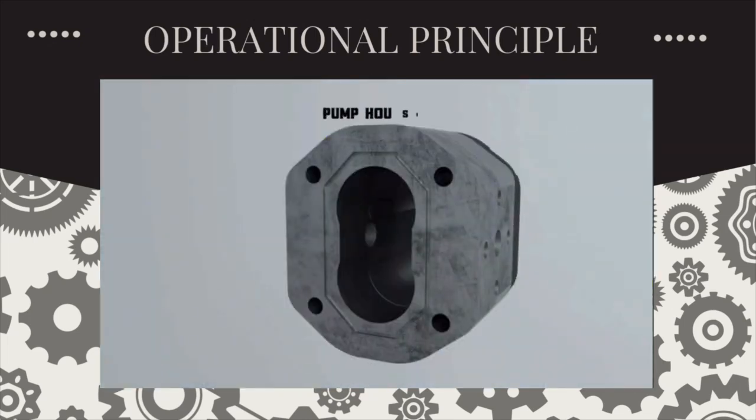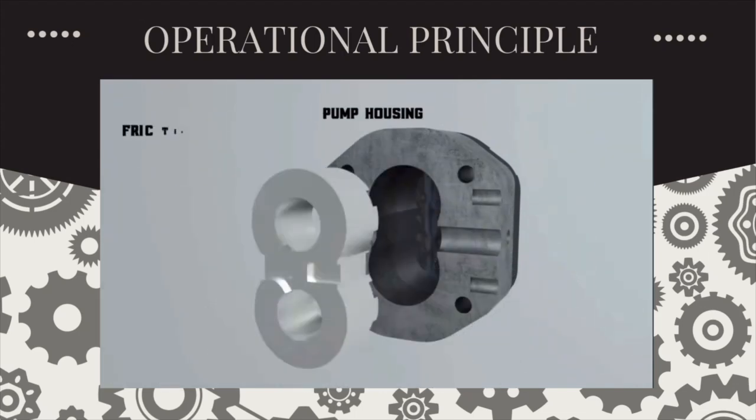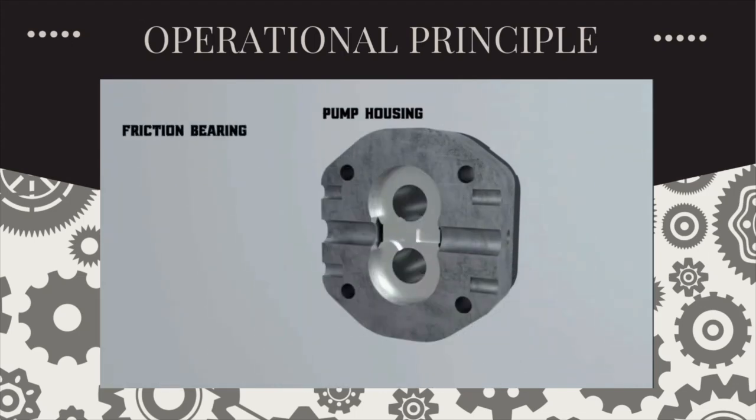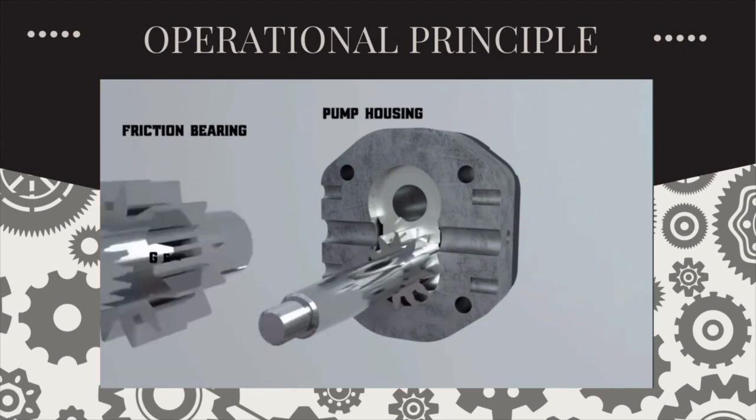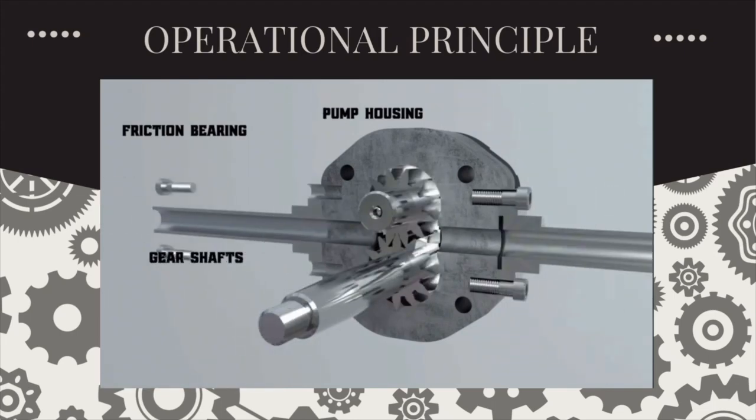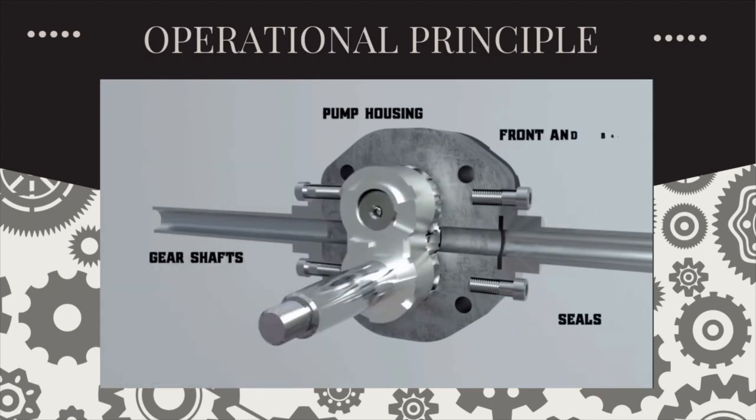Next, how does an external gear pump work? The housing of the pump contains friction bearings. These bearings have grooves to provide for the lubrication of rotating parts, as well as to direct the lubricant to the suction area. The bearings are fixed with gear shafts. There are seals to ensure the leak-proof separation of the suction and discharge channel.